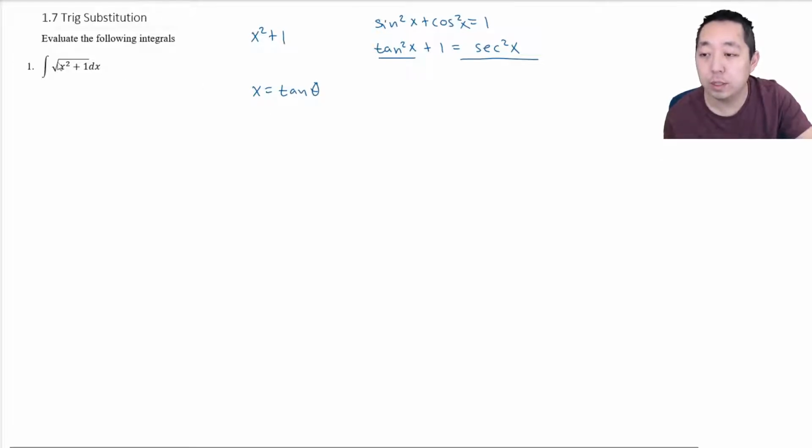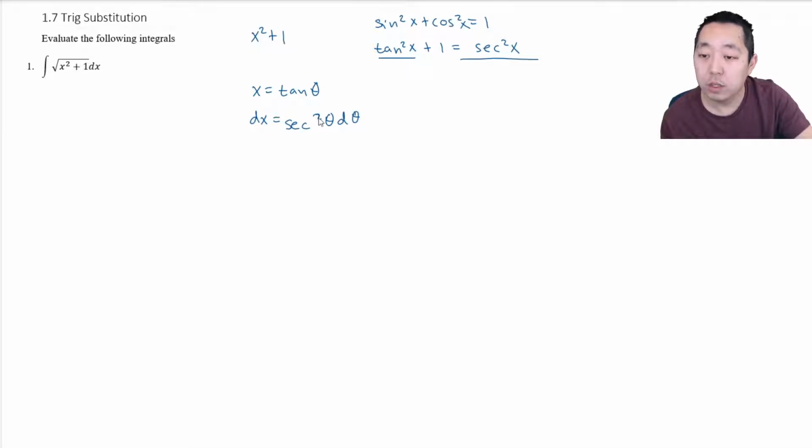Then I know that this part is going to get converted into tan squared theta plus 1, which will become secant squared theta. And when I take the square root, it'll become secant theta. So dx is going to equal secant squared theta d theta. So what you would do is replace the x with tan squared theta plus 1, and then replace dx with secant squared theta d theta, like that.